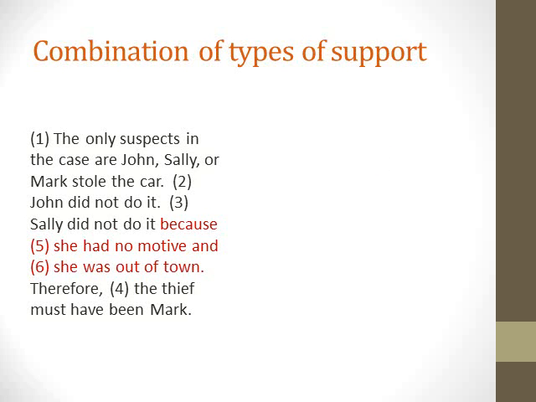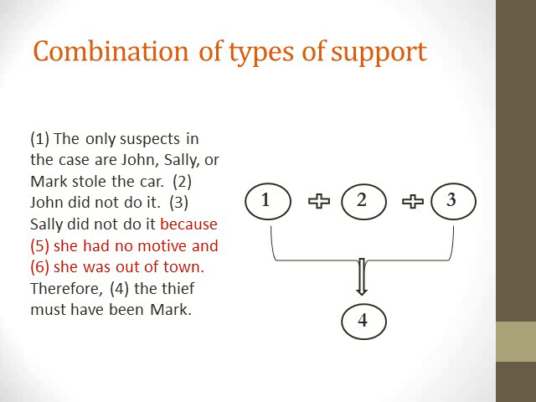Here, actually, I just took the same argument from the previous slide about John, Sally, and Mark, but what I've done is I've added 2 extra premises in order to support the fact that Sally did not do it. So, once again, we have our sub-argument here. So let's just get the base of it. This was from the previous slide where we saw that 1, 2, and 3 link up to 4.